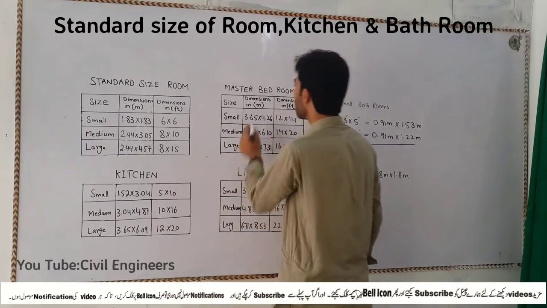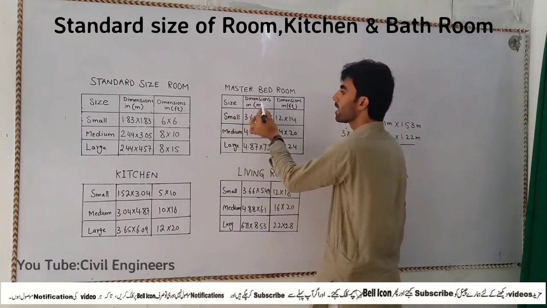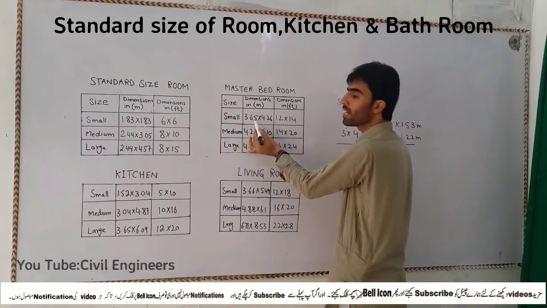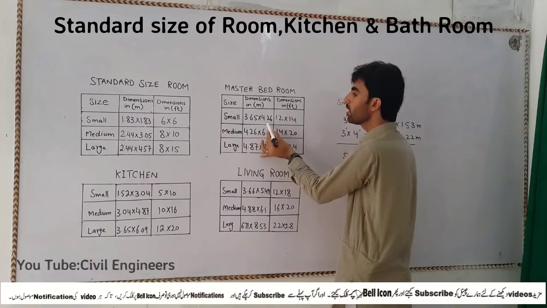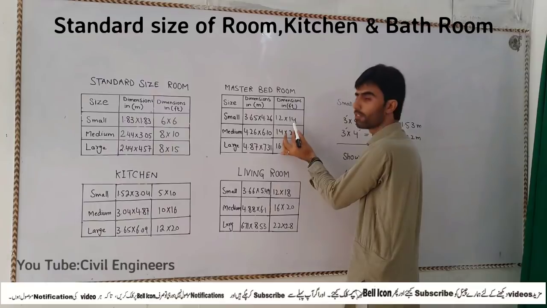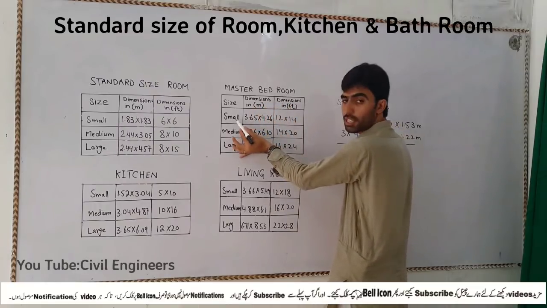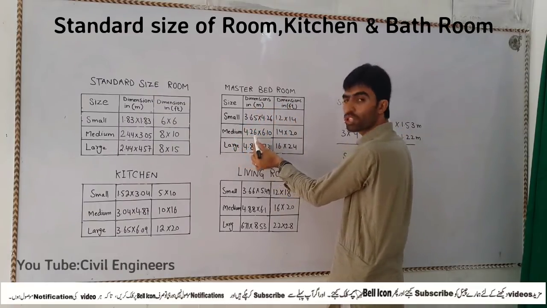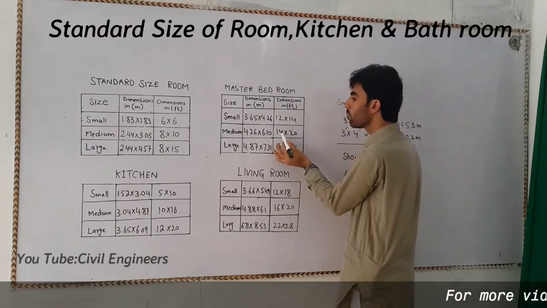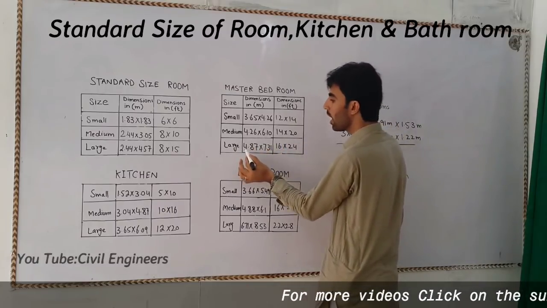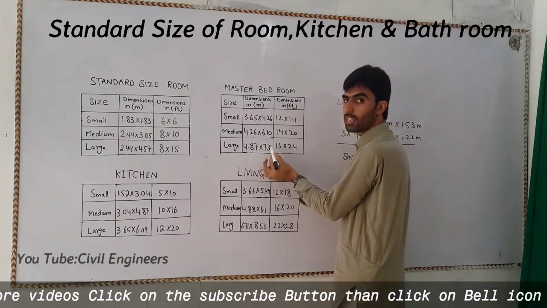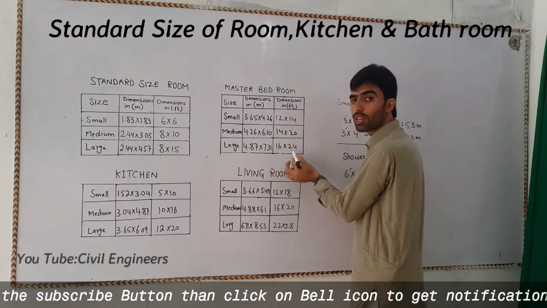Now we have the master bedroom. Size, dimensions in meter, dimensions in feet. For the small master room, 3.65 by 4.26 in meter, and in feet, 12 by 14 feet. For the medium, 4.26 by 6.10 in meter and 14 by 20 in feet. For the large, 4.87 by 7.31 in meter and 16 by 24 feet.